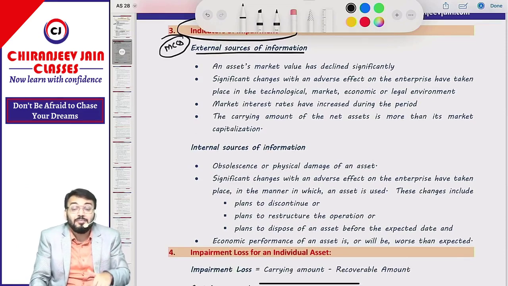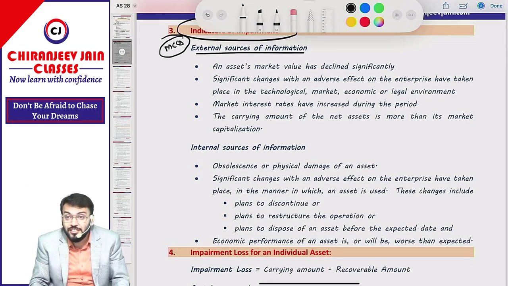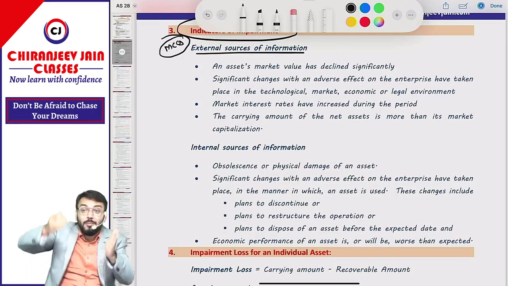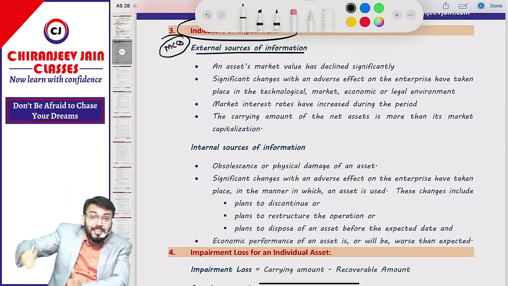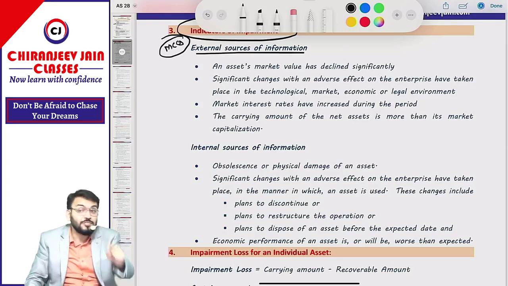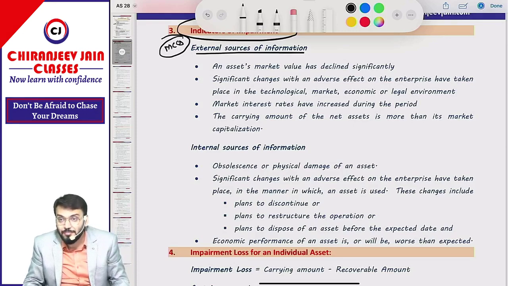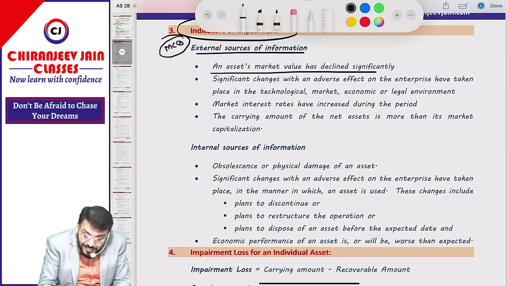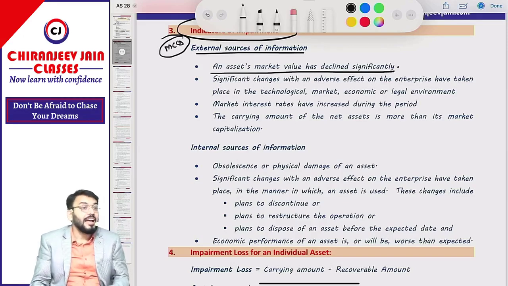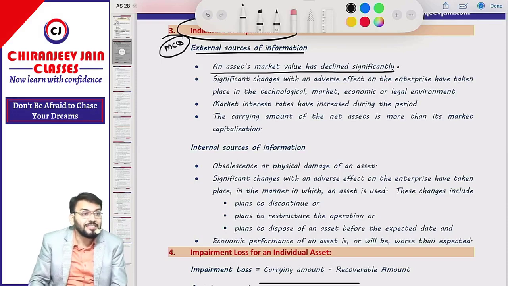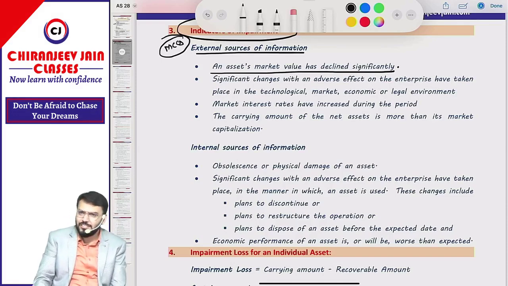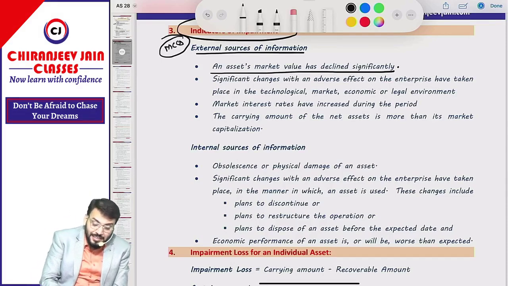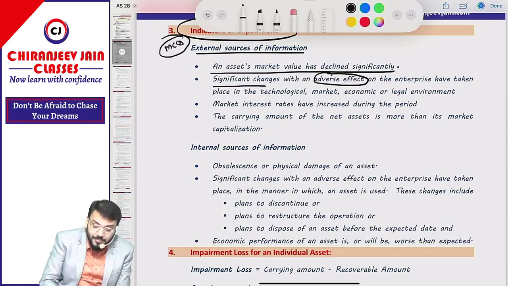First, asset value has declined substantially. Means the market value of the asset has declined substantially. So this might be an indication. Correct. Asset market value has declined significantly. Understood? First indication.